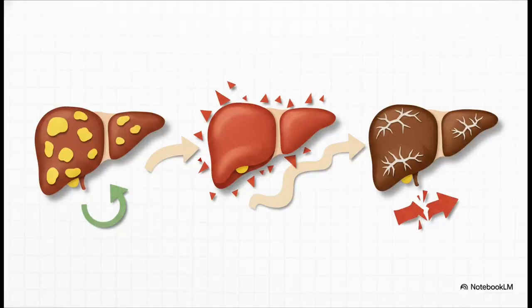Okay, so there are really 3 main stages to this whole process. First up, you've got fatty liver, or steatosis. This is basically just fat building up inside the liver cells. The tricky part, it's usually totally asymptomatic, so you don't even know it's happening. But, and this is the good news, it's completely reversible if you stop drinking.